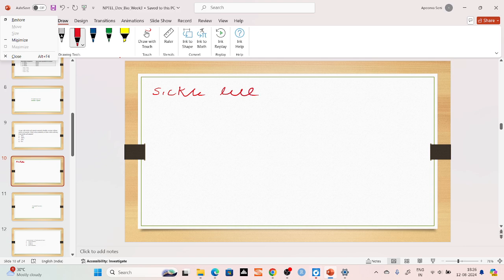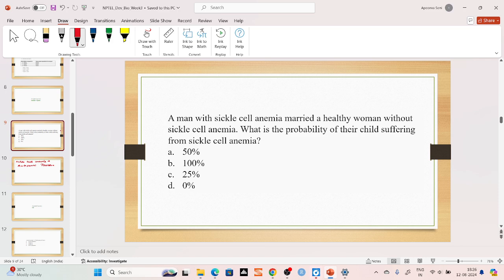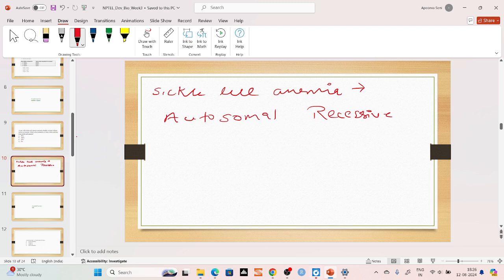Sickle cell anemia. It is an autosomal recessive disease. Now the question says a man with sickle cell anemia. Now the man has the disease.